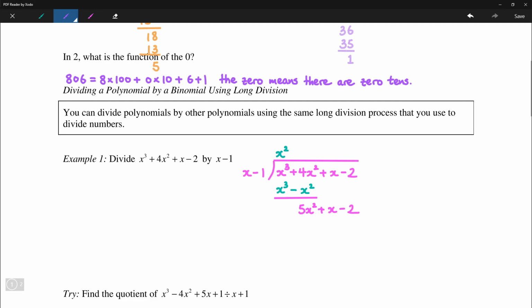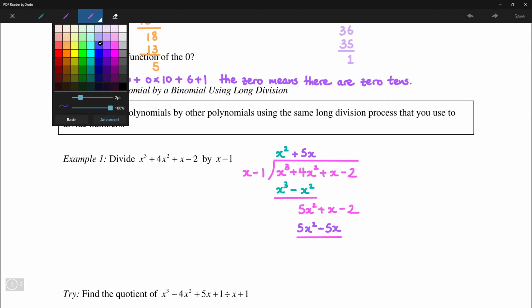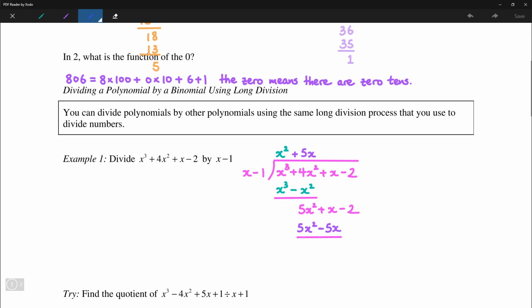Continuing on, the second term will then be plus 5x. Since the product will then be 5x squared minus 5x. So once again, we subtract here. And of course, x minus negative 5x will give us 6x and a minus 2. So the last term in the quotient will be a plus 6.